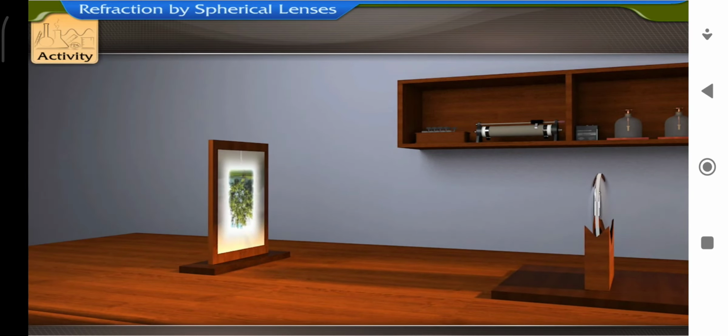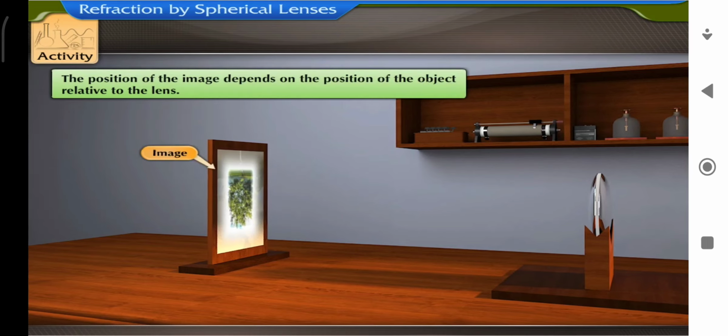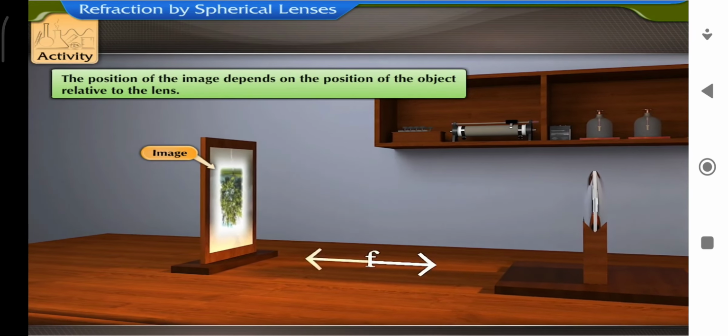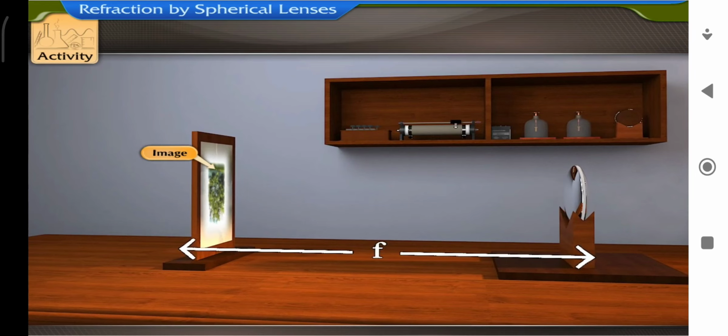The rays falling on the lens coming from a distant object converge after going through the lens. Hence, the distance between the screen and the lens is the approximate focal length of the lens. The position of the image depends on the position of the object relative to the lens. Let us study position, relative size, and the nature of images formed by a lens.